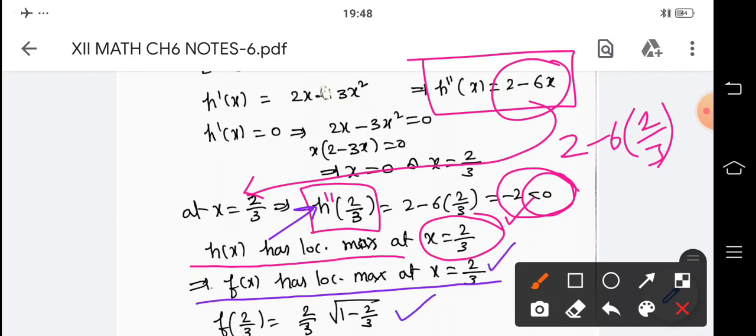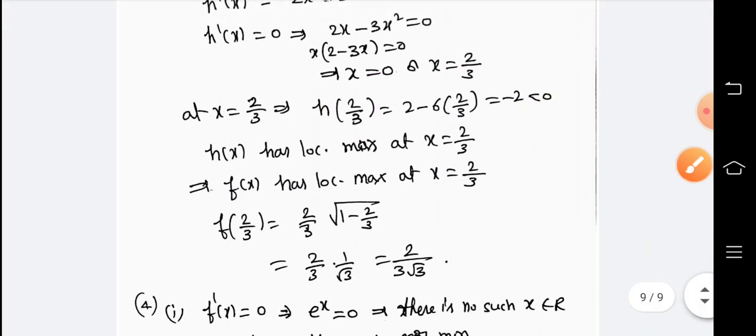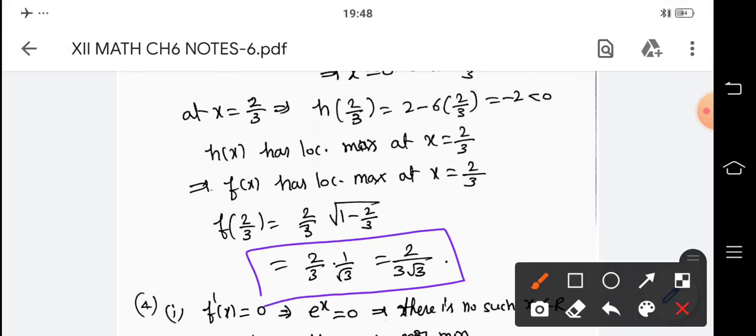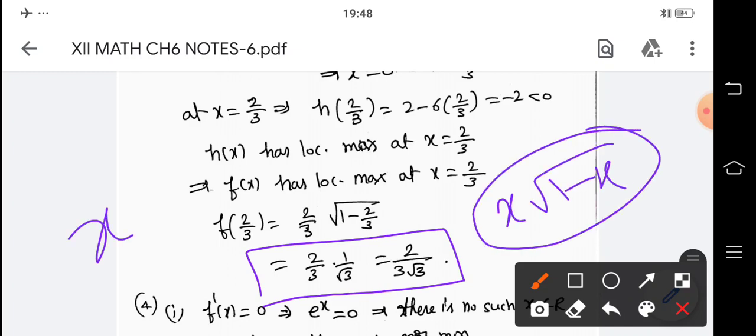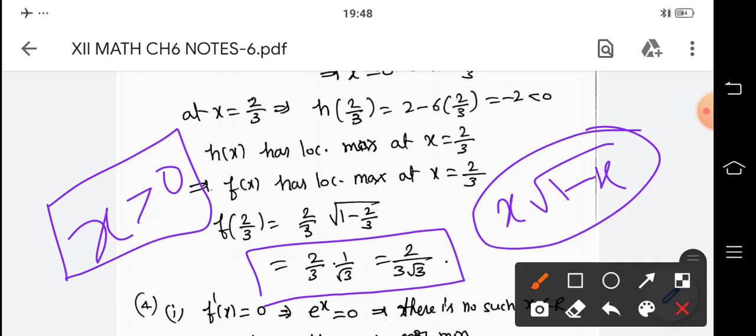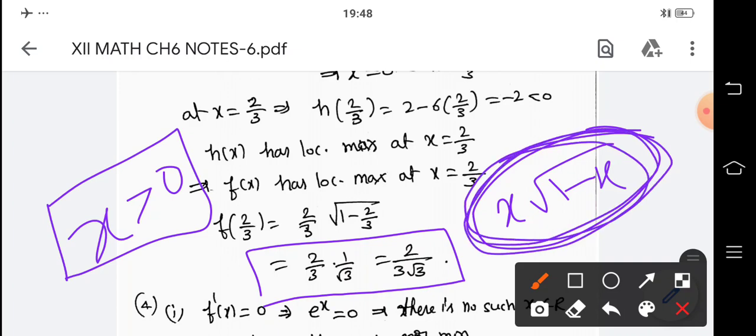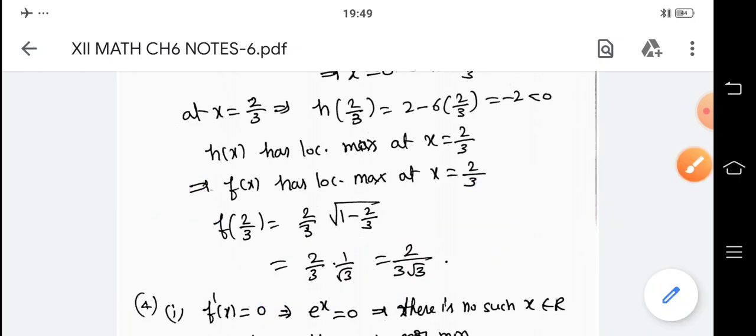So f of 2 by 3 we require, that is 2 by 3 root 3 will come, because it is x root 1 minus x, which is always positive, because they said x greater than 0. If they don't say x greater than 0, you will have to do for f of x only. So when you are taking x greater than 0, this is always positive only. So positive can be squared and found, no problem. If there is no x greater than 0 condition, you cannot take h of x by squaring. So there is h of x greater than 0, that's why we are taking. Okay. So then now we get the answer.